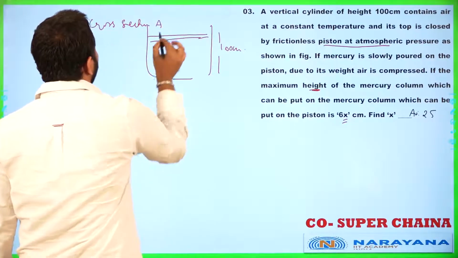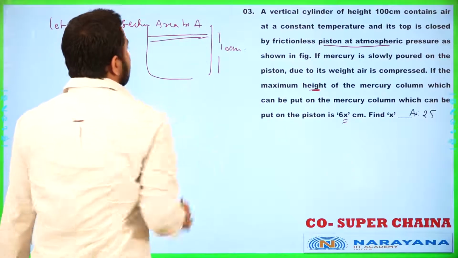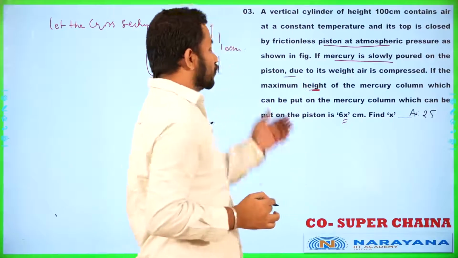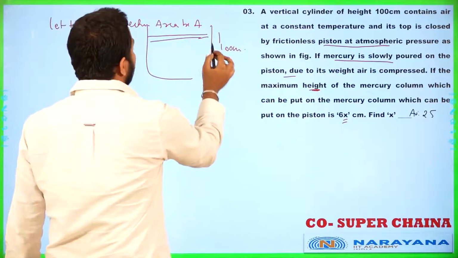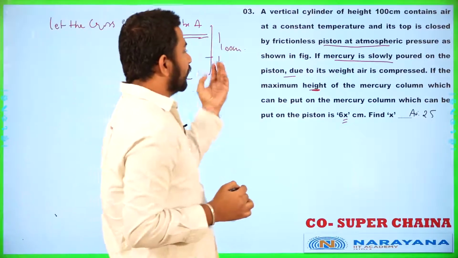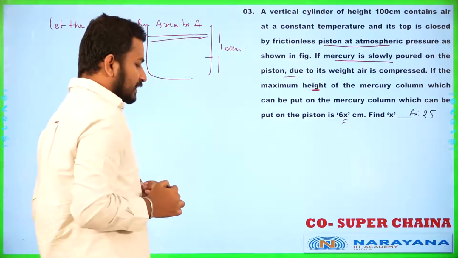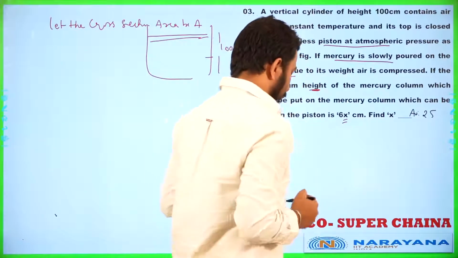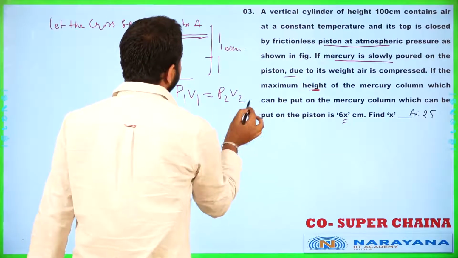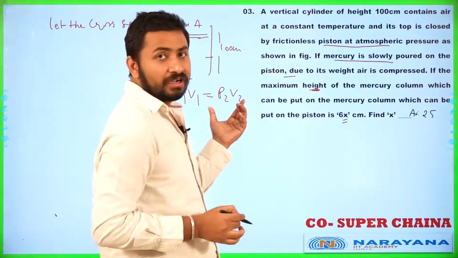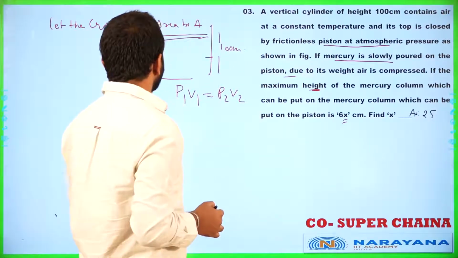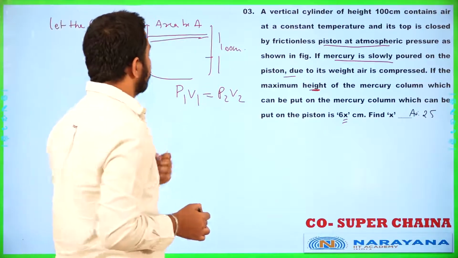The mercury is slowly poured on this piston. Due to its weight, it is getting compressed. Let this initial height be h. So it is now compressed further. If this is compressed further, we can write P1 V1 equals P2 V2. As the temperature change is not taking place here, P1 V1 equals P2 V2. Now let's see how we can write the P1 V1 and P2 V2.